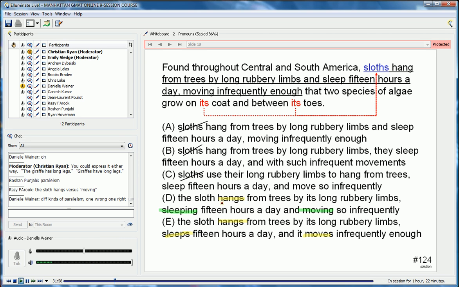I think we got at this in one example, I don't know if it was last week, that it's not just about a sort of mechanical parallelism in the sense that everywhere it has to be the same form. It's that within that mini phrase of sleeping 15 hours a day and moving so infrequently, it has to be parallel. And more so, I think the expression, like, it moves infrequently enough that it's just not correct. So I don't know. That's what I've done.